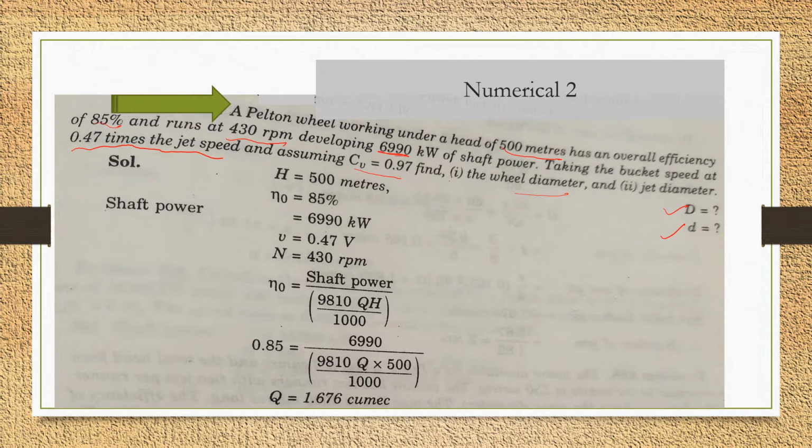So again, these are the data given. By using the formula of overall efficiency as shaft power upon runner power, we substitute all the values of efficiency and shaft power. Small w is 9810, and head is 500. So the unknown is capital Q. The discharge is found out to be 1.676 Qmax.